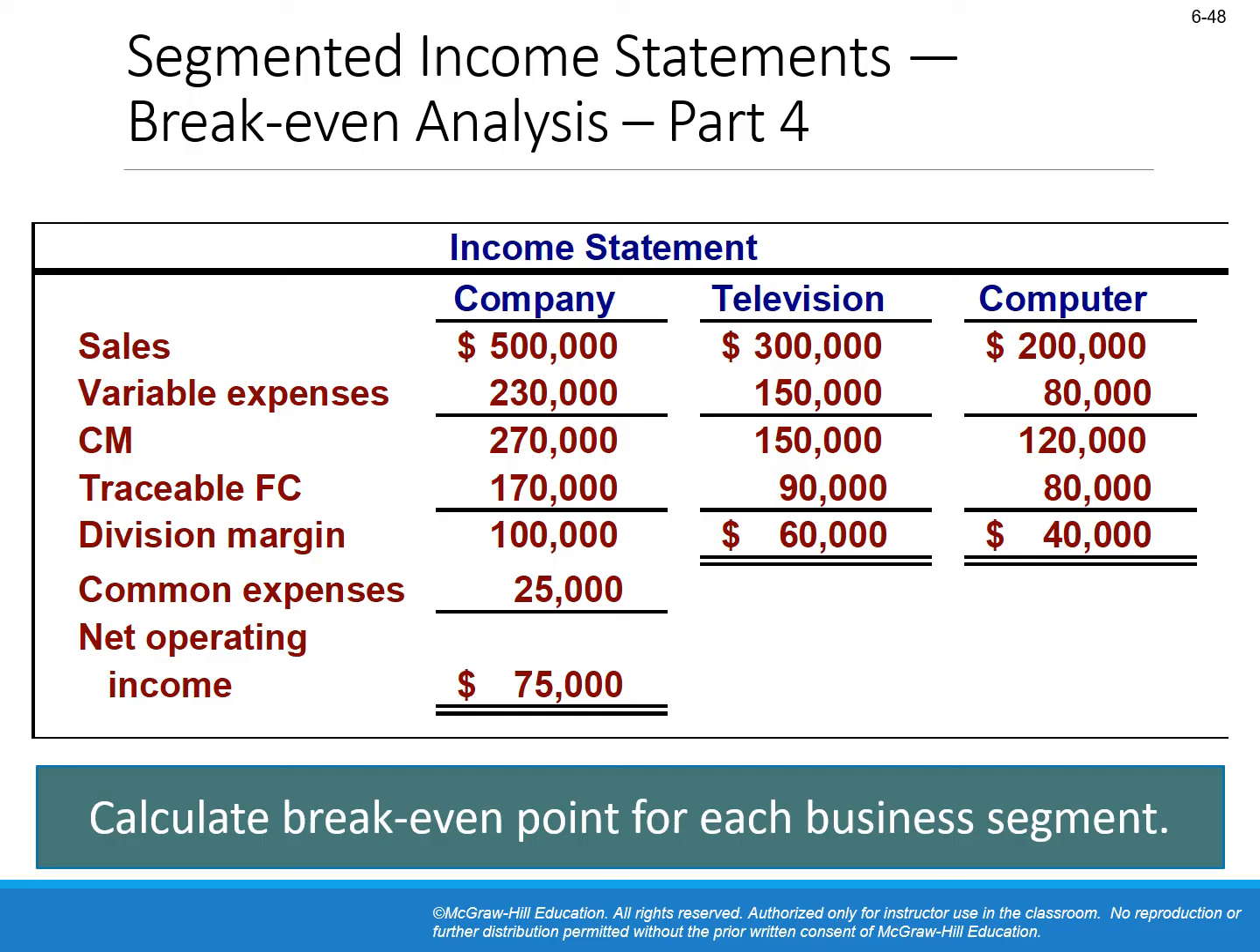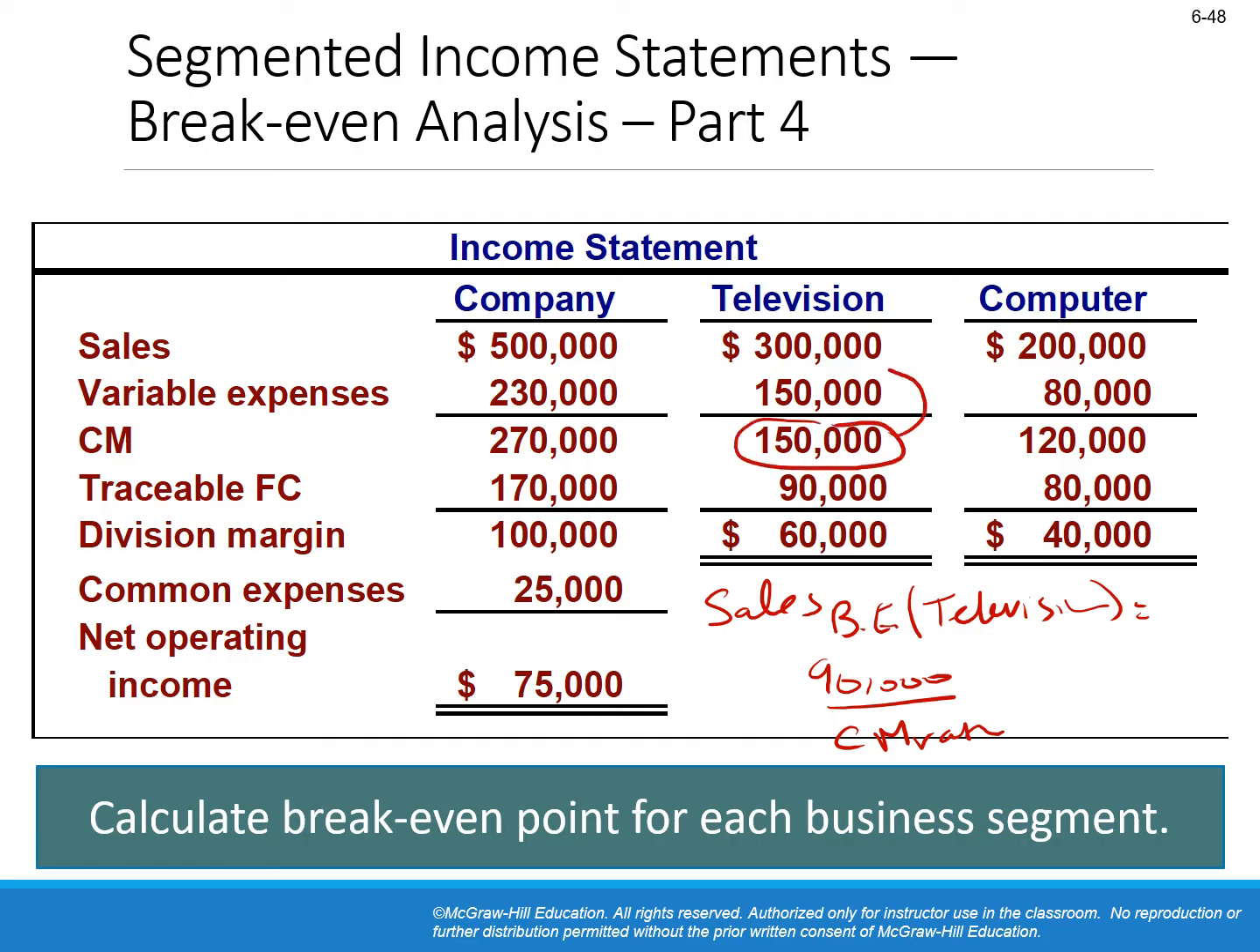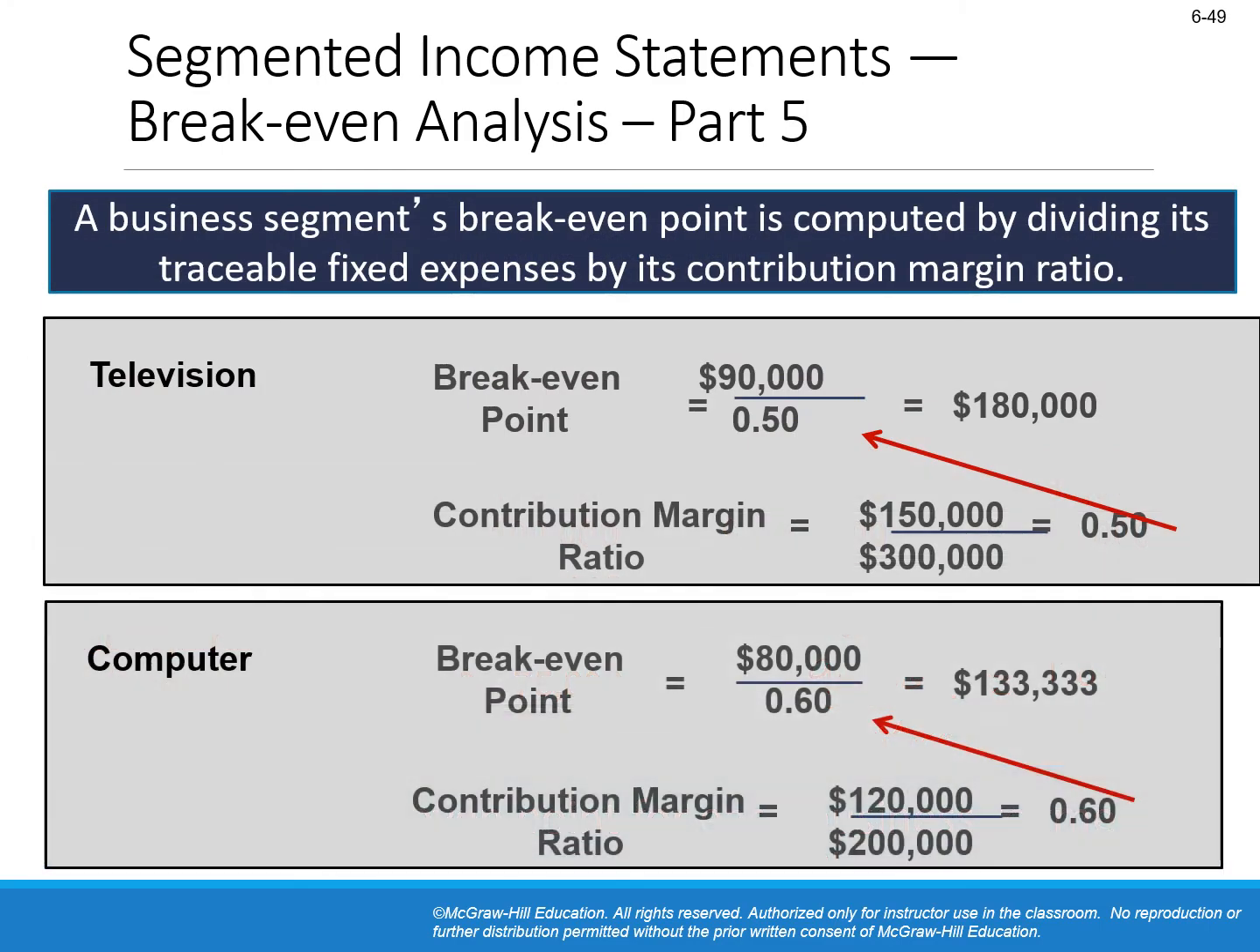Okay, now if you want to calculate for each business segment, you will simply have, for example, sales break even for the television. You should have total fixed cost of the television, which is 90, divided by the CM ratio of the television, which is 150 divided by 300, so you're dividing by a half, and basically this will become $180,000. Let me see if they did the same.